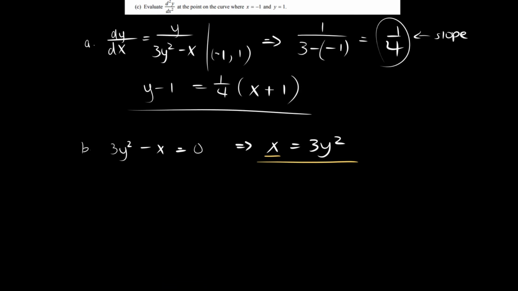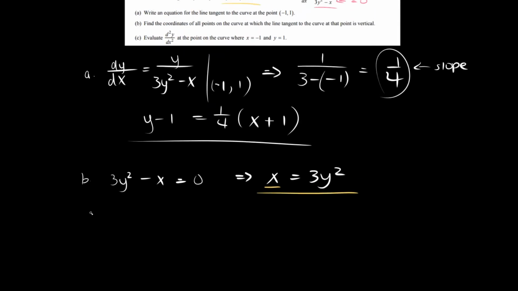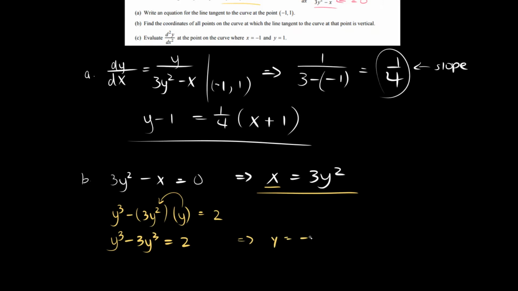So this equation becomes, let me keep it up there, this equation becomes y cubed minus the x, which is equal to 3y squared, times y equals 2. Now we can simplify. This y comes into this parentheses, making this y cubed. So this becomes y cubed minus 3y cubed equals 2, meaning y is equal to -1.